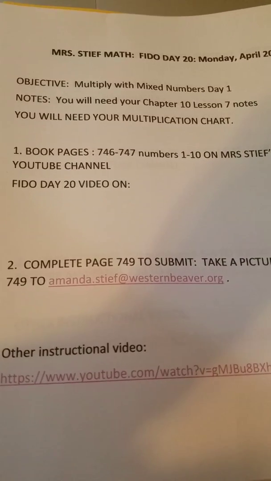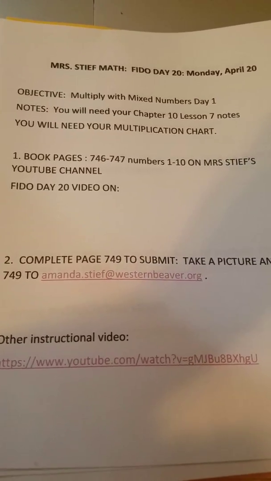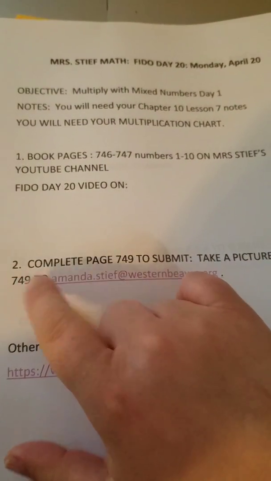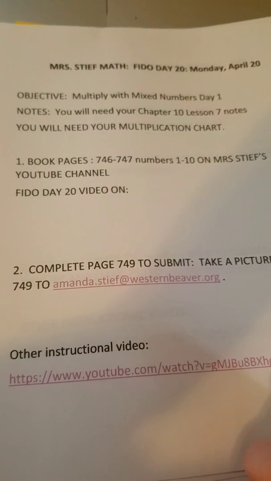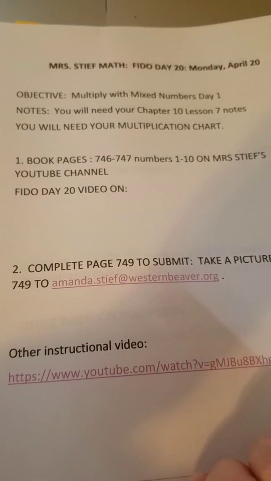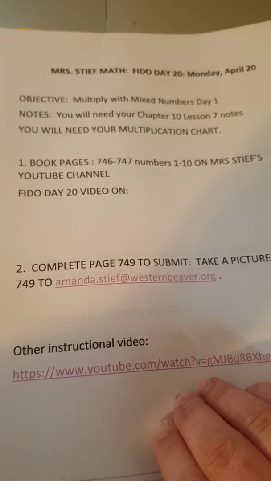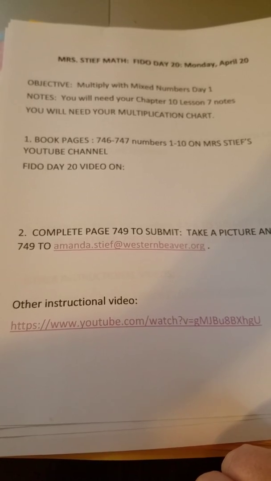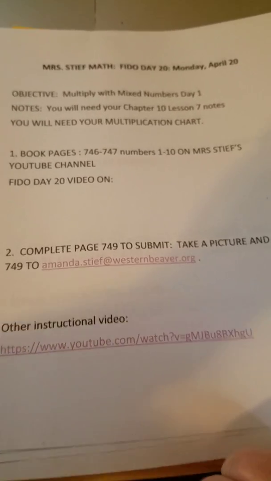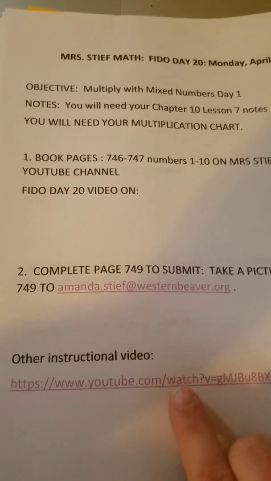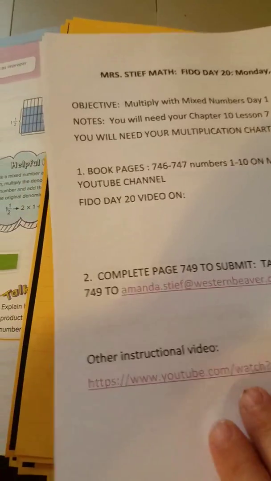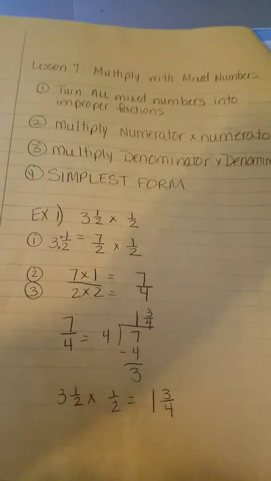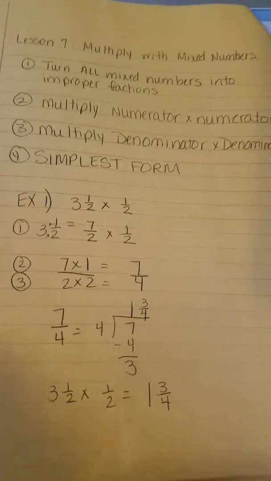You've already found the video. And your job after we are done working on 1 through 10 is to go to page 749. You're going to complete it, and then you're going to take a picture and send it to me at amanda.steef@westernbeaver.org. I also provided another instructional video there of how to multiply with mixed numbers. It's Mr. J. So the first thing I want us to do, if you want to pause the video to get your gold note packet and your multiplication chart and your math book, you can go ahead and do that.